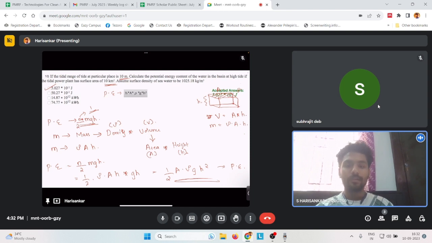Were you able to follow, Subhrajit? Basically, what we did here was convert this mgh formula using density rho, area A, and height h. We did some manual conversion of this formula, and we got the potential energy formula as half A rho g h square. We have the data for all this A, rho, g, and h. We just applied those values and calculated the potential energy. Is this fine?